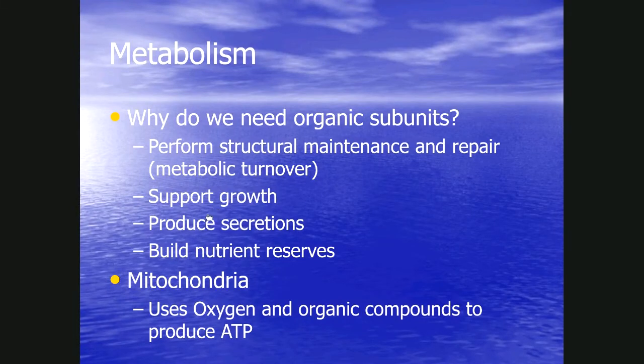Part of maintaining is making secretions. We've already mentioned neurotransmitters, hormones, and enzymes as three very important secretions that are mainly protein-based. And if we've got extras, we're going to build nutrient reserves. Some of us, speaking from experience myself, have too much nutrient reserves, where we've maybe consumed too much, and then we like to store it in the form of fat.